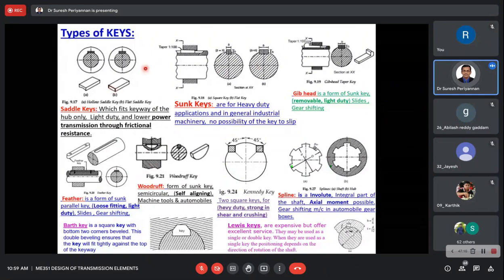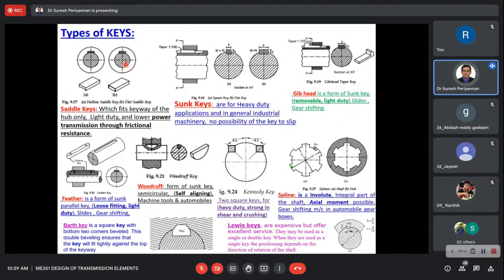This is the saddle key. Here this key is subjected only to frictional resistance. But in a sunk key, under sunk key there are different types of keys: square key, rectangular key, gib-headed key, feather key and woodruff key. In most sunk keys, shearing force and crushing force are acting for the power transmission. Very important.